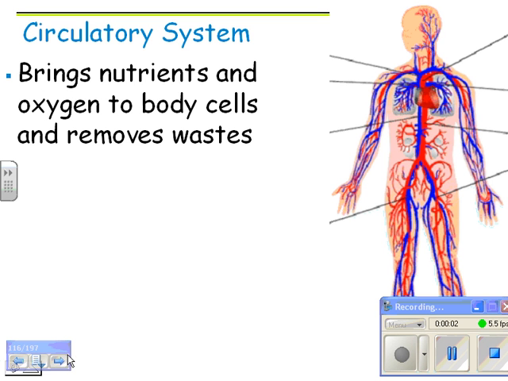Circulatory system. The circulatory system brings nutrients, things like glucose and amino acids, and it brings oxygen to your body cells. So in other words, it feeds your body cells, and then it takes away waste. Waste are things like carbon dioxide, and then there's lots of nitrogenous waste. This is the stuff that will make up your urine.